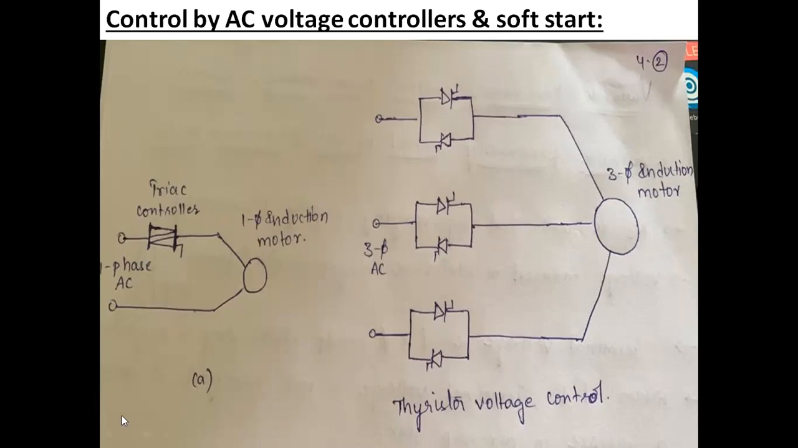Here you can see two types of induction motors. The first one is a single phase induction motor, and the second figure is a three phase induction motor. These single phase induction motors are mainly used for domestic fan motors, and these are always single phase, controlled by a single phase triac voltage controller. This symbol is the symbol for a triac. This is a single phase triac voltage controller. Here we can obtain speed control.